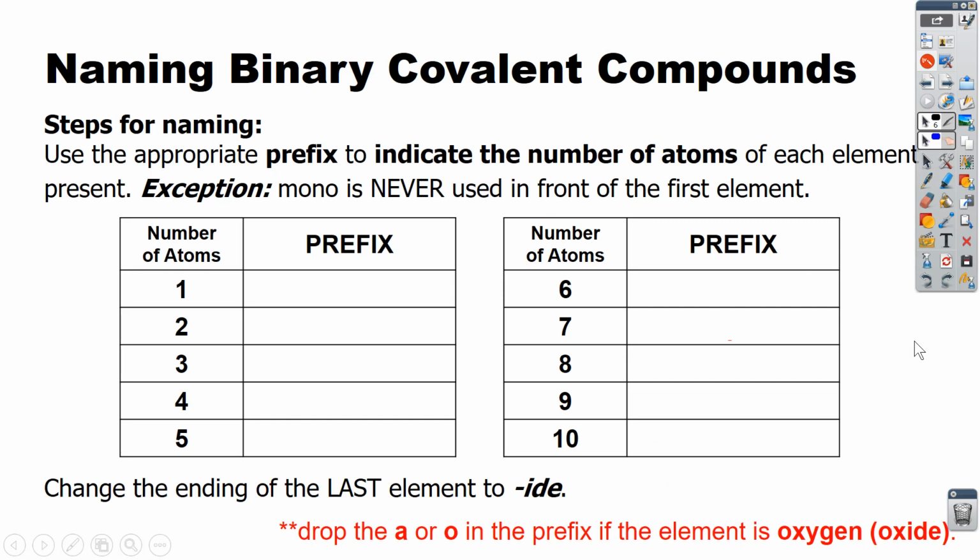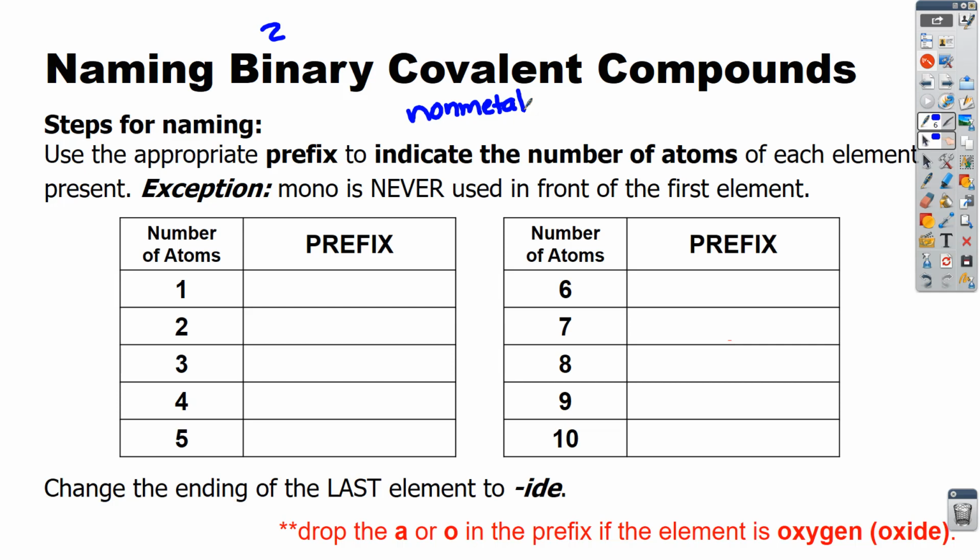Naming binary covalent compounds. Now remember that binary means 2 and covalent means that I'm going to be working with a nonmetal and a nonmetal. Here are the steps for naming. We're going to use the appropriate prefix to indicate the number of atoms of each element present. Note the exception. Mono is never used in front of the first element.